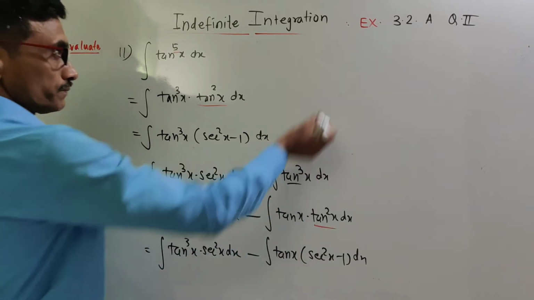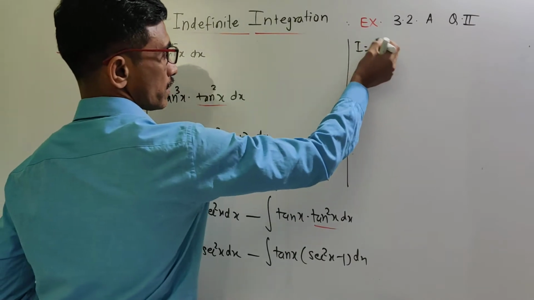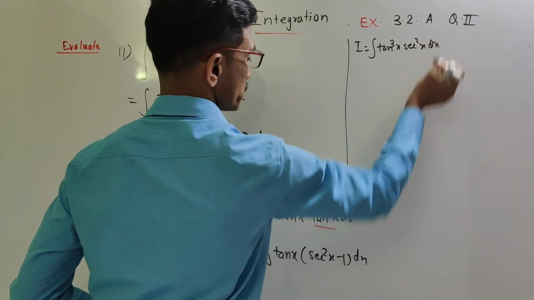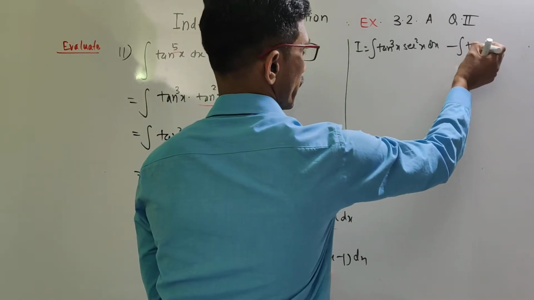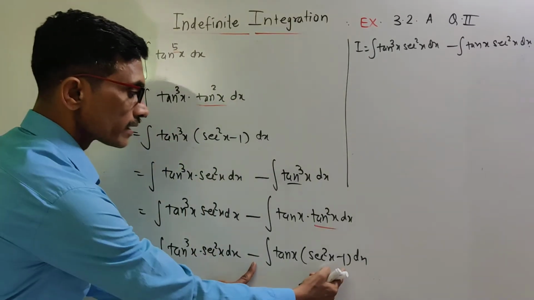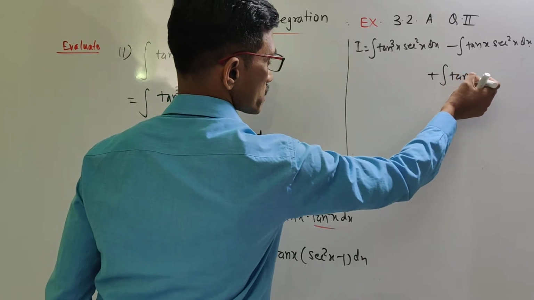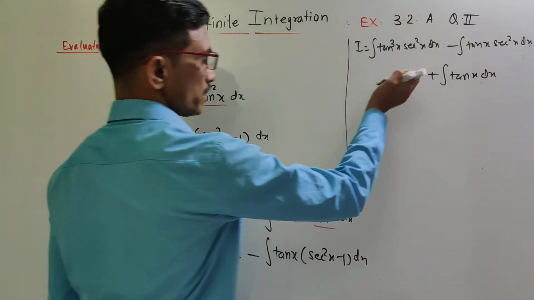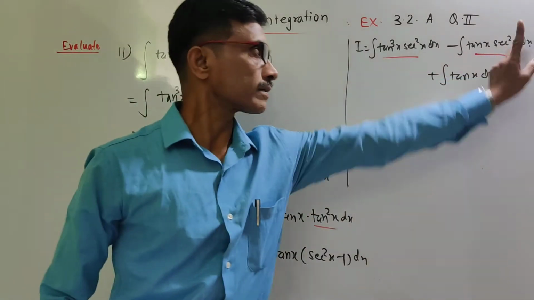Let us simplify this. Integral of tan cube x sec square x dx minus integral of tan x into sec square x dx. Now this minus and minus will be plus, and we get plus integral tan x dx. Now if you put t is equal to tan x in these two integrals, so dt will be sec square x into dx.